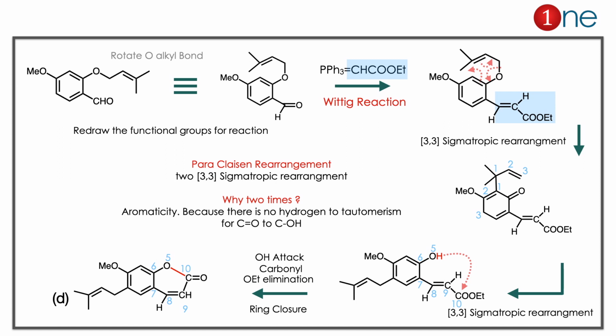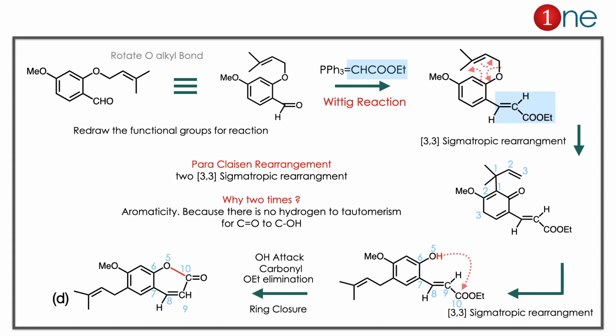Then in the next step you have OH and CO2Et in the same system, so there is the possibility of nucleophilic attack. The OH at the 5th position attacks the 10th one. So you have a new C-O bond formation, and the ring is formed there. If you redraw nicely, you have the product D.